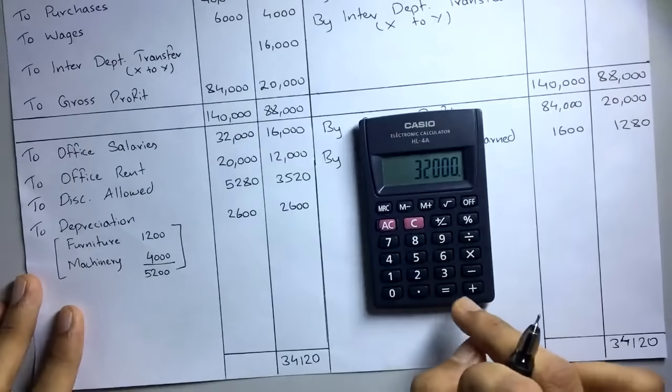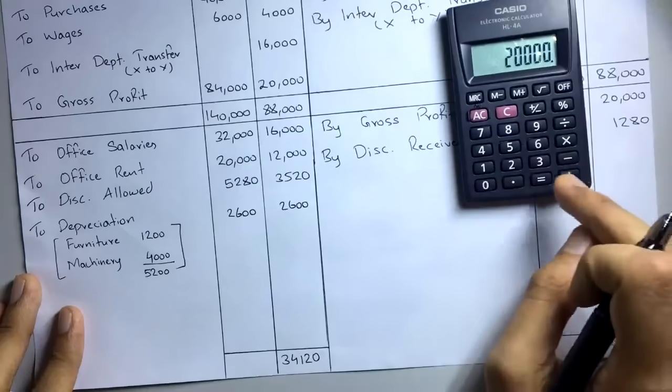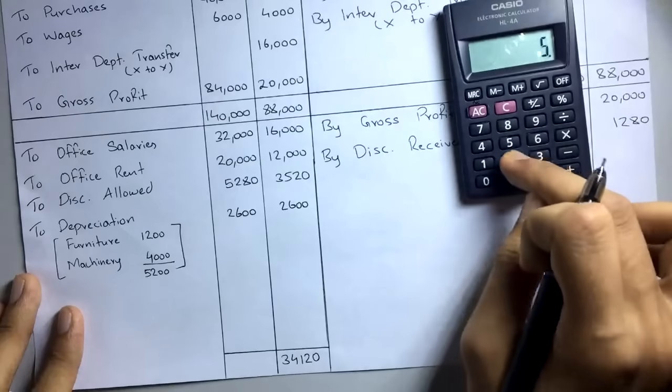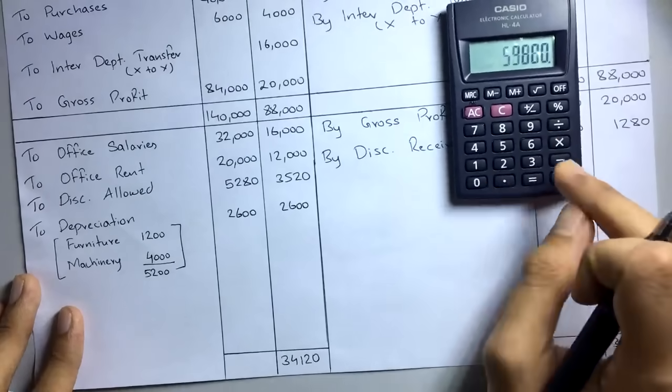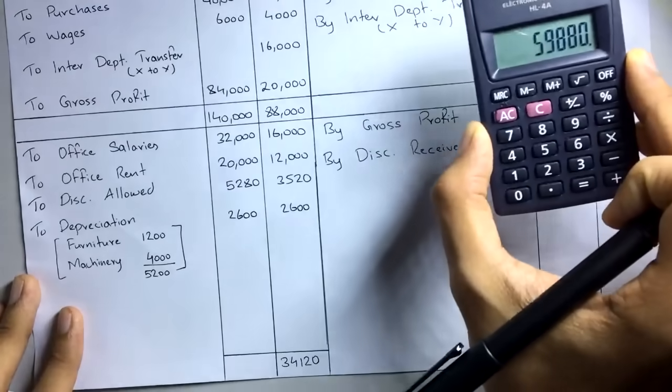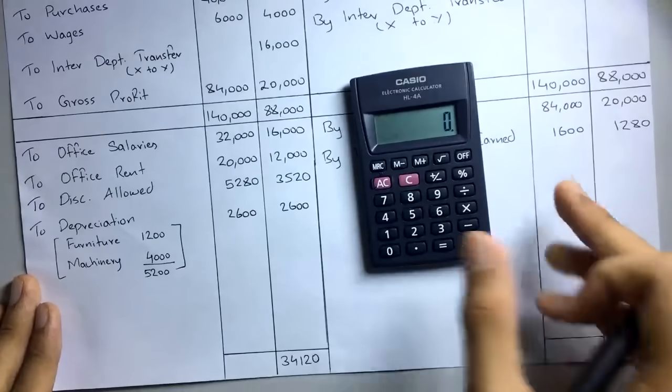And if you see over here, it's 32,000 on the debit side, 32,000 plus 20,000 plus 5,280 plus 2,600. So here it is 59,880. But here it is 84,000, so of course this is bigger.